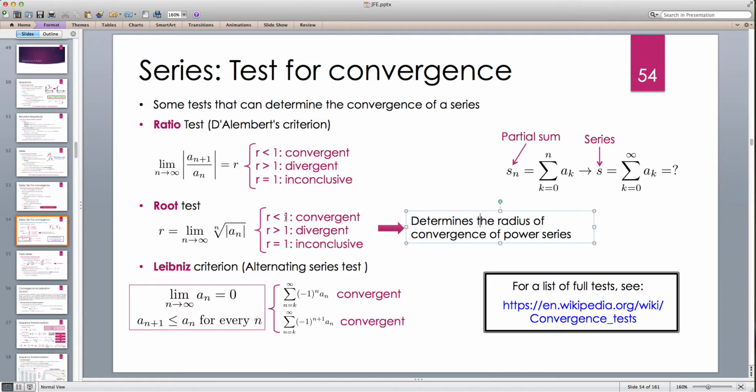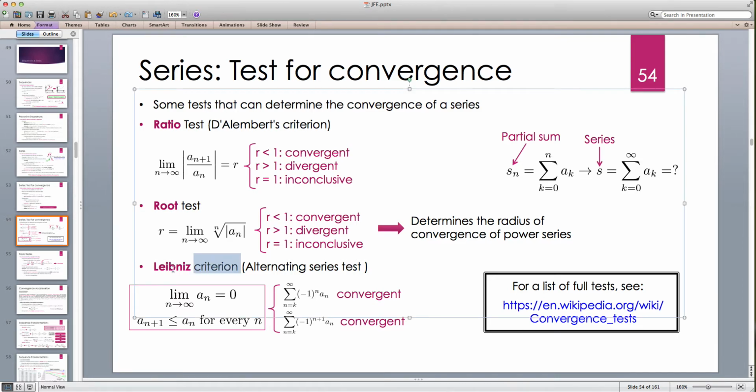So if r is less than 1 and greater than or equal to 0, then we are guaranteed that this partial sum sequence converges. If r is greater than 1, which could also include infinity, then this partial sum sequence diverges. We are guaranteed to have a divergent series, and a divergent series means that the result of summing from k equals 0 to infinity of a_k is either plus infinity or negative infinity. And if r is equal to 1, then the test is inconclusive, and we have to use other tests.